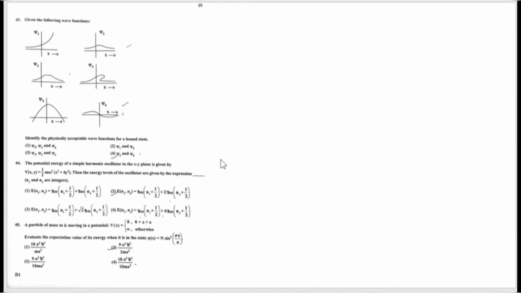The next question we have is: given the following wave functions, they have given six wave functions, that is psi1, psi2, psi3, psi4, psi5 and psi6 with respect to x. Identify the physically acceptable wave function for a bound state.